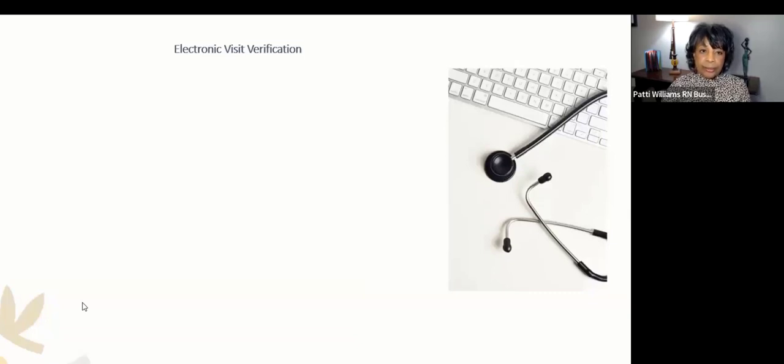So in regard to electronic visit verification, I think most or all of you are probably doing that, especially those of you that do Medicaid.